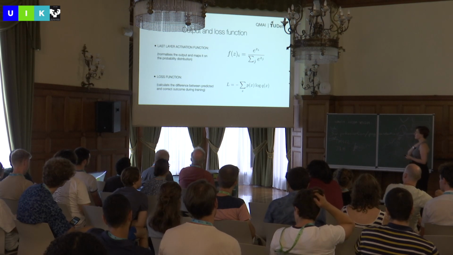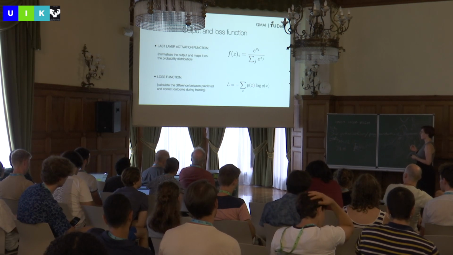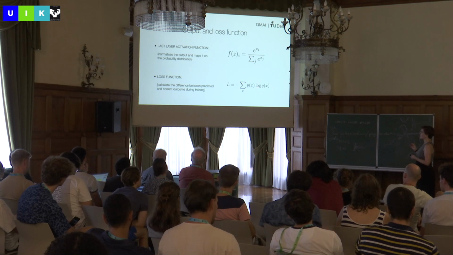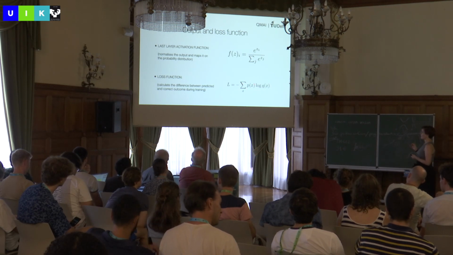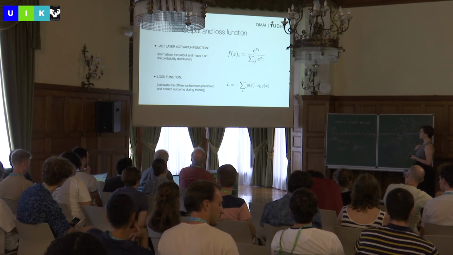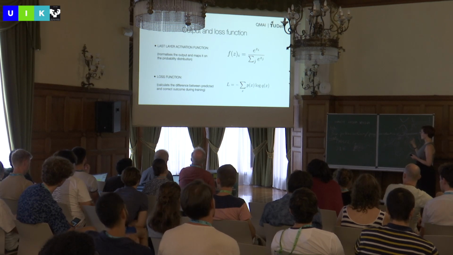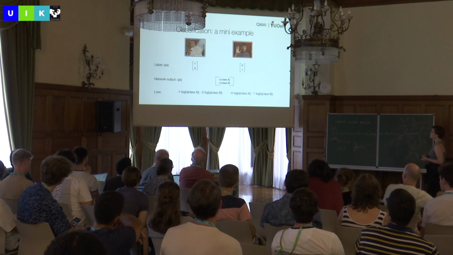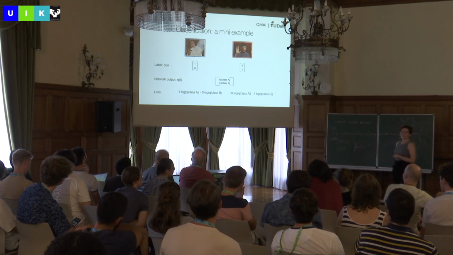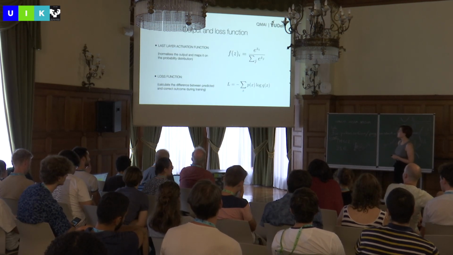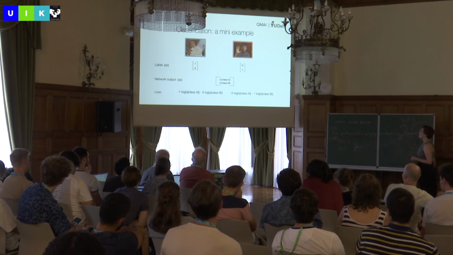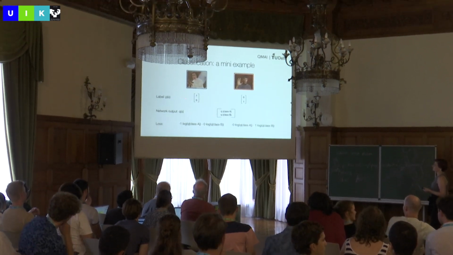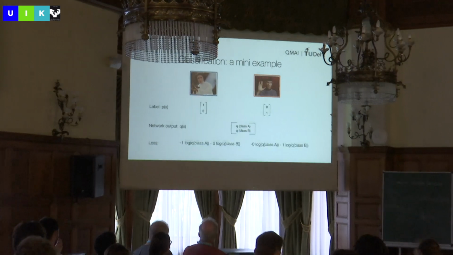Then we pick a loss function, here categorical cross entropy, that calculates the difference between predicted and correct output during training. Now I don't remember which is P and which is Q, but we will find out on the next slide. P is the prediction. Yeah, that makes sense. Thank you.